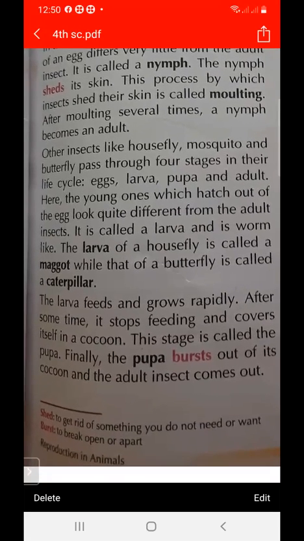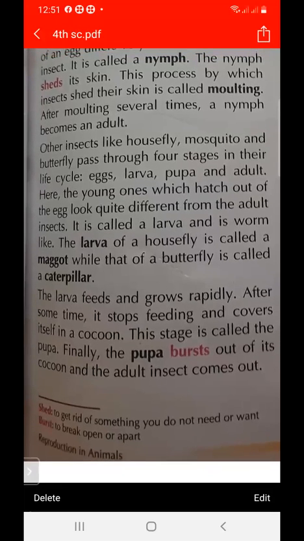The larva feeds and grows rapidly. After some time, it stops feeding and covers itself in a cocoon. So firstly, the larva feeds, and then it grows day by day. And after some time, this will change into the pupa, and then the pupa bursts out, and the adult insect comes out.